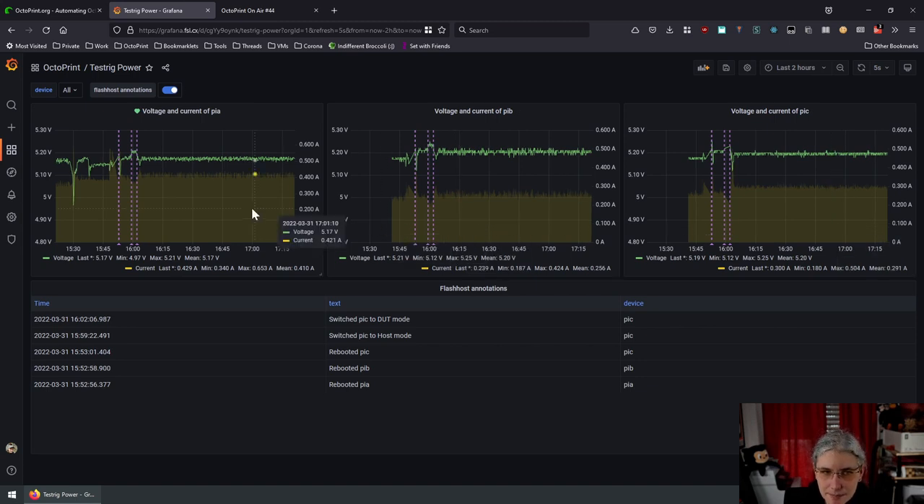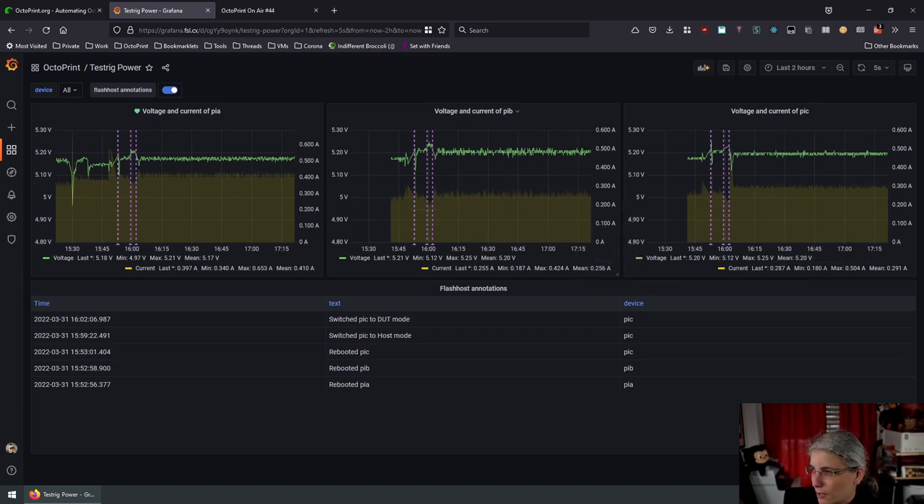And what you see is that they all have a different current baseline. And that is easily explained, but it puzzled me for a bit. So Pi A actually has a USB webcam connected. Pi B doesn't have any peripherals connected at all, and Pi C has a PiCam connected. So, hey, we now actually see how much current a PiCam that is running consumes.